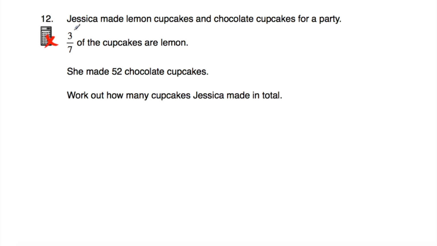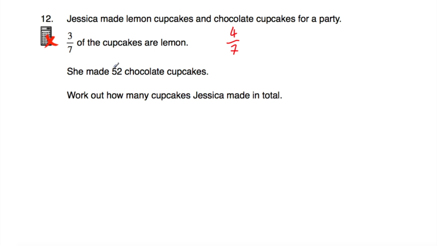party. And we're told that 3/7 of the cupcakes are lemon. And we're told that she made 52 chocolate cupcakes. And the question says, how many cupcakes did Jessica make in total? Okay, let's have a look at this question. 3/7 of the cupcakes are lemon. Now, we were told that Jessica's making lemon and chocolate cupcakes, so she's making no other flavours, just lemon and chocolate. And if 3/7 are lemon, that means the rest of them must be chocolate. And that means it must add together to be 7/7. So that means that 4/7 of the cupcakes must be chocolate, because 3/7 are lemon, and so the rest is chocolate, so that's going to be 4/7.